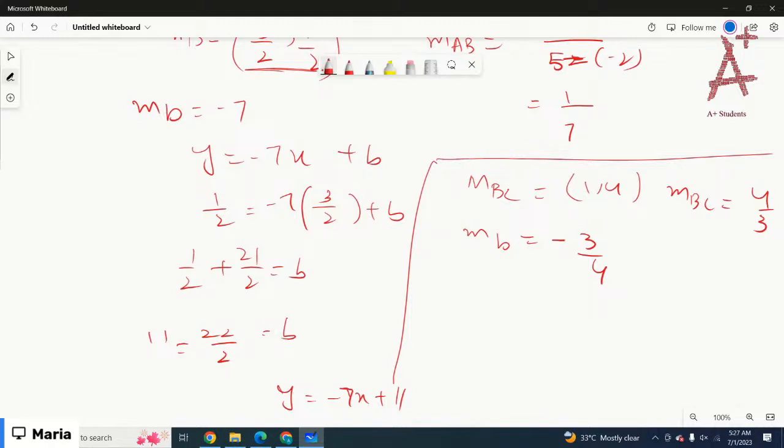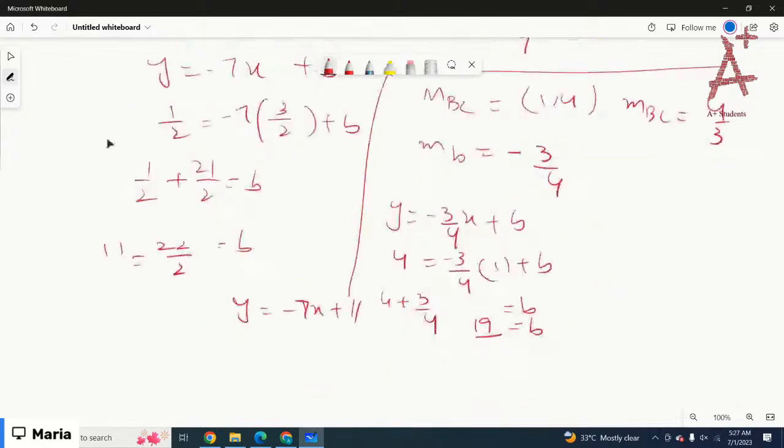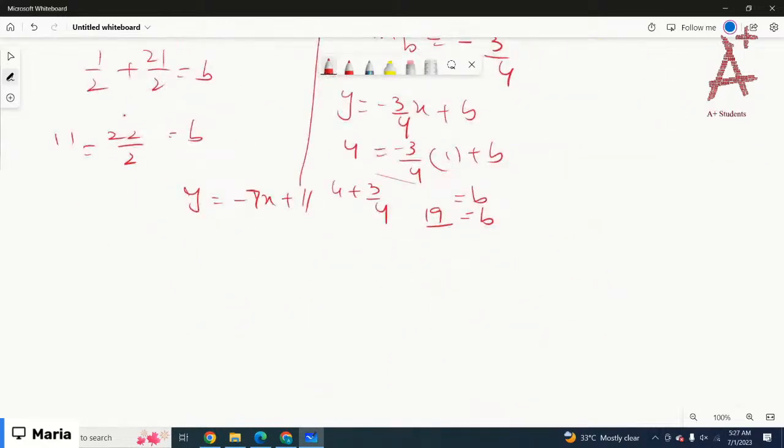So the equation is y equals negative 3 over 4 x plus b. Calculate the b. It would be 4 equals negative 3 over 4 times 1 plus b. So b equals 4 plus 3 over 4, 16 plus 3, that means b equals 19 over 4. So the equation is y equals negative 3 over 4 x plus 19 over 4.